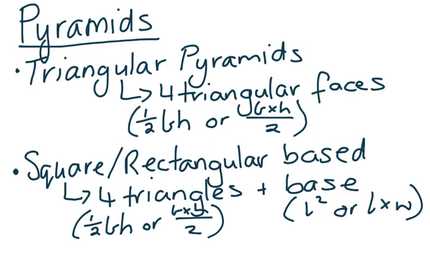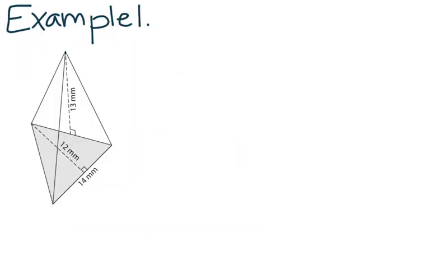The next ones are square or rectangular based. That's like the pyramids in Egypt, that sort of shape. With those, we've got 4 triangles and then the base. The base is either a square or a rectangle, so you're using length squared or length times width for the area of that base. We have a couple of examples.